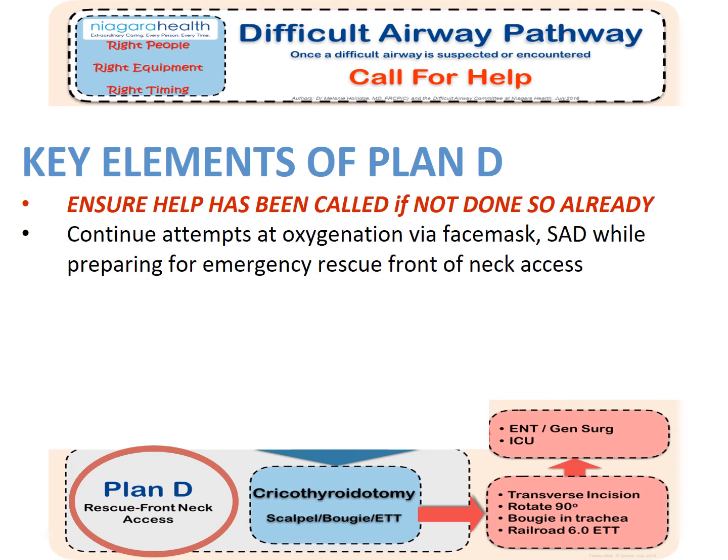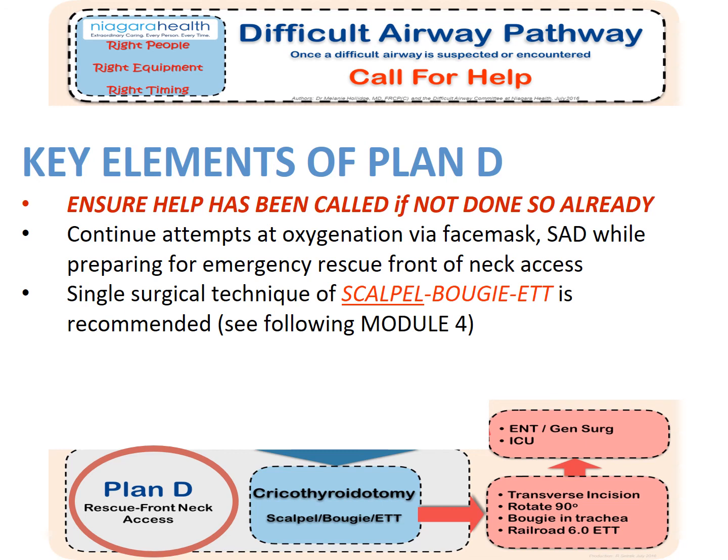We need you to continue to attempt at oxygenating the patient using a face mask, further attempts at supraglottic airway device, either insertion or oxygenation, while you're preparing for the emergency front of neck access. And the surgical technique that we're going to advocate and teach all of you is something called scalpel bougie endotracheal tube. And again, we'll teach you in Module 4, but the reason that we're doing that is that this is going to allow us to maintain normal minute ventilation with a standard breathing system and a standard endotracheal tube. It allows a much better outcome, which we'll go over in the upcoming slides.